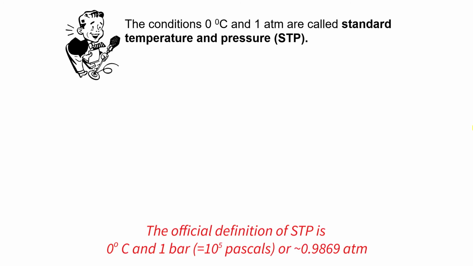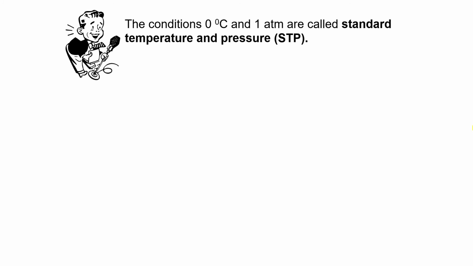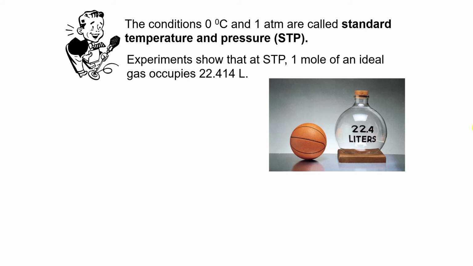Just so you know, technically, the pressure for STP is not exactly 1 atmosphere. We're going to use 1 atmosphere for our purpose, because this is going to serve just as a point of reference for us. Experimentally, you can measure different gases and find that at 0 degrees Celsius and 1 atmosphere, in other words, at what we're calling STP, 1 mole of an ideal gas occupies 22.414 liters of space. This is an experimental result.